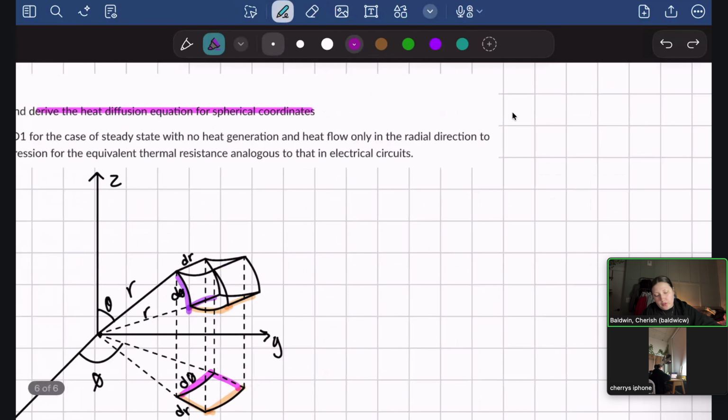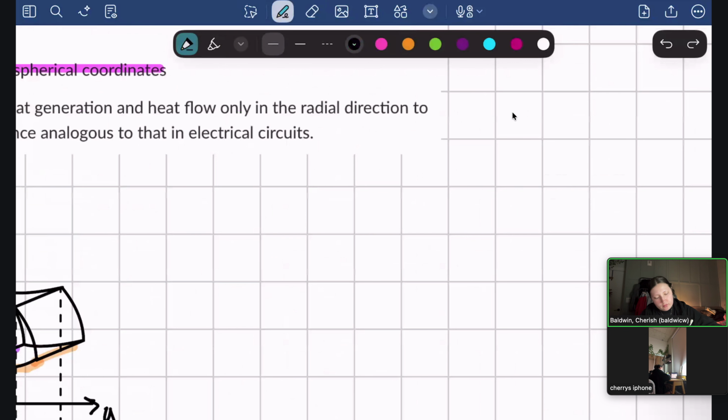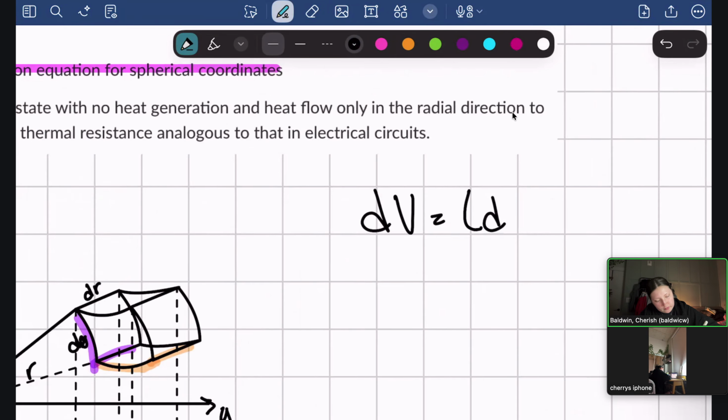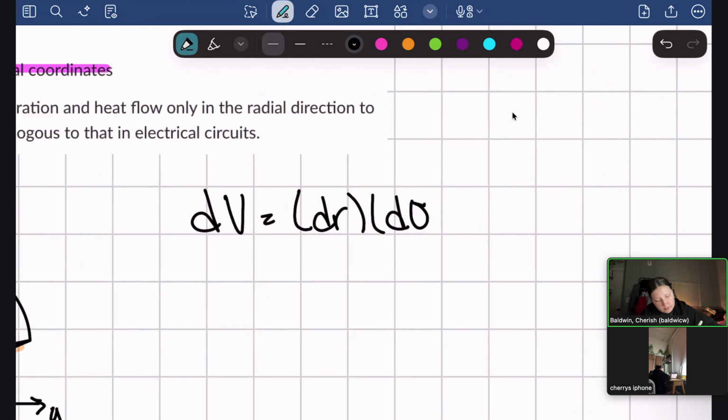So first I'm gonna model the differential volume, which is dr, d theta, this is r d theta, and then r sine theta d phi.